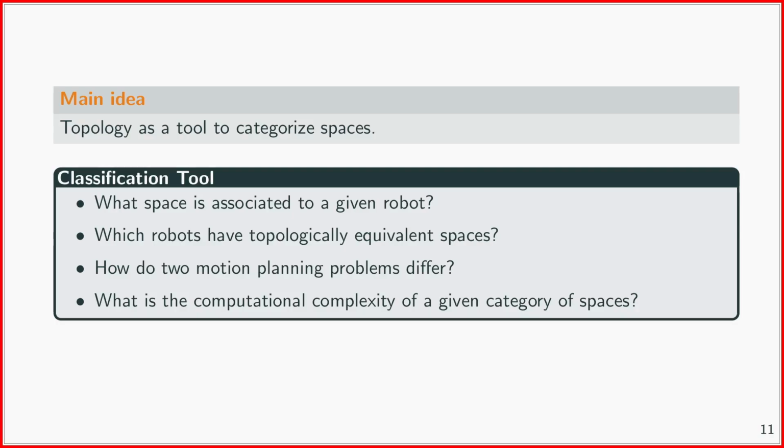One would be, what kind of space is actually associated to a given robot? Which robots have topologically equivalent spaces? Because if you know that two robots have the same spaces, then planning for them has roughly the same computational complexity. And also, we can answer questions like how do two motion planning problems differ? And also, in some cases, what is actually the computational complexity of a given category of spaces? So we will not go too much into computational complexity here, but I just wanted to tell you that this is also used for this purpose.